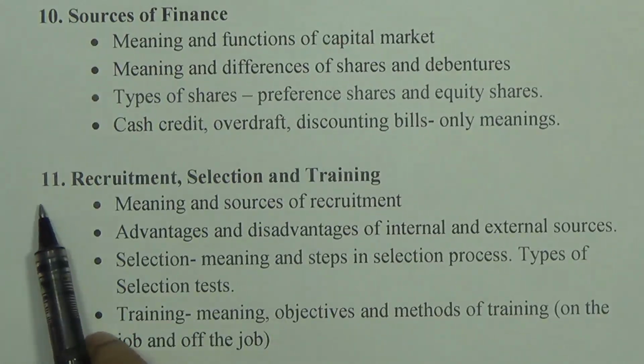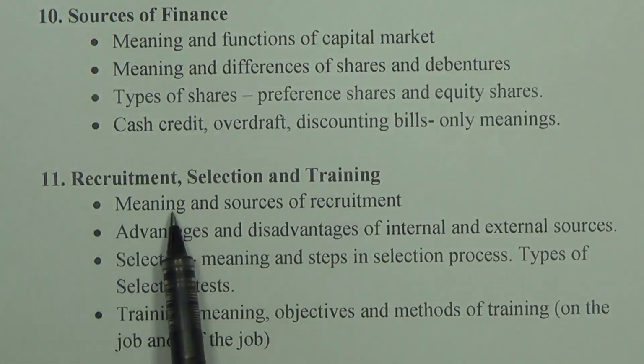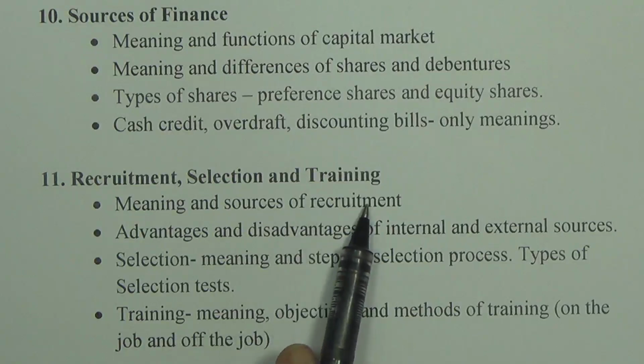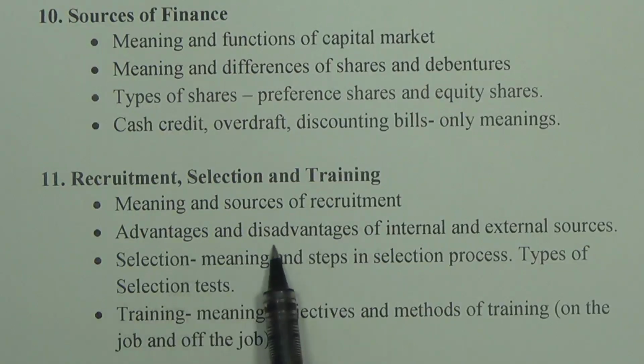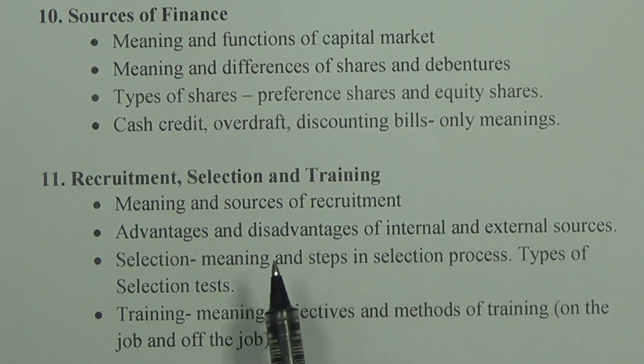Moving on to chapter 11, that is recruitment, selection and training. You need to know the meaning and sources of recruitment, advantages and disadvantages of internal and external sources with examples.